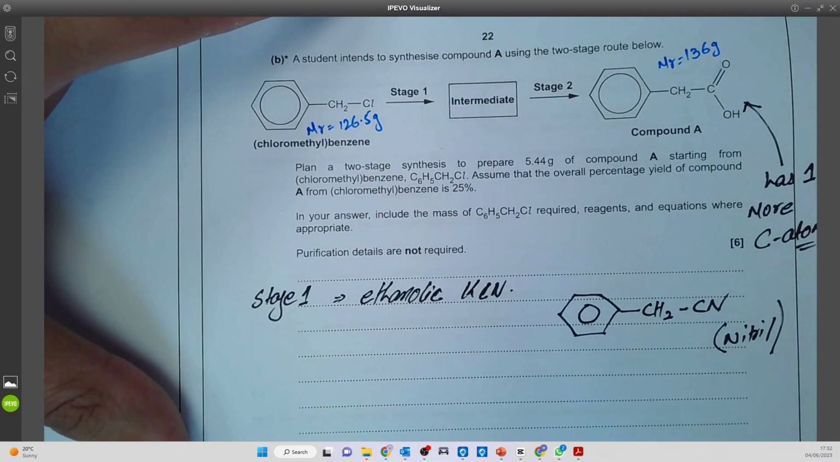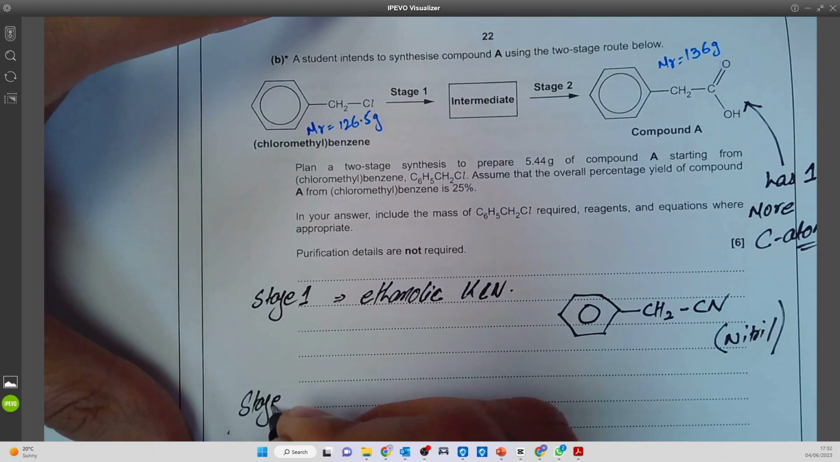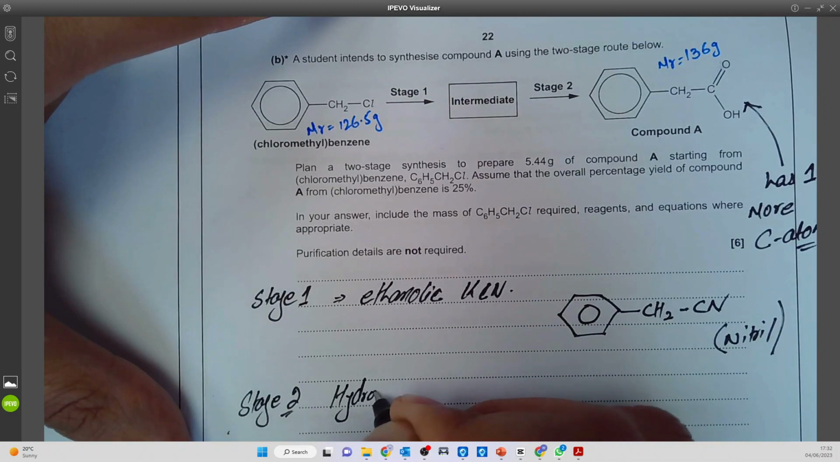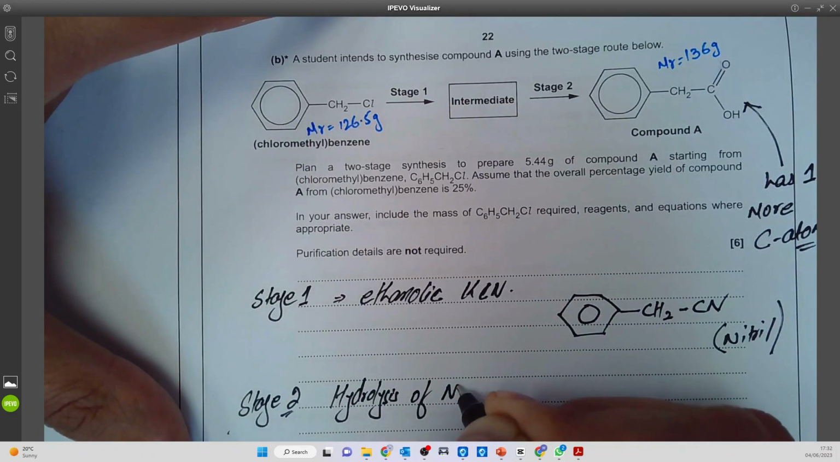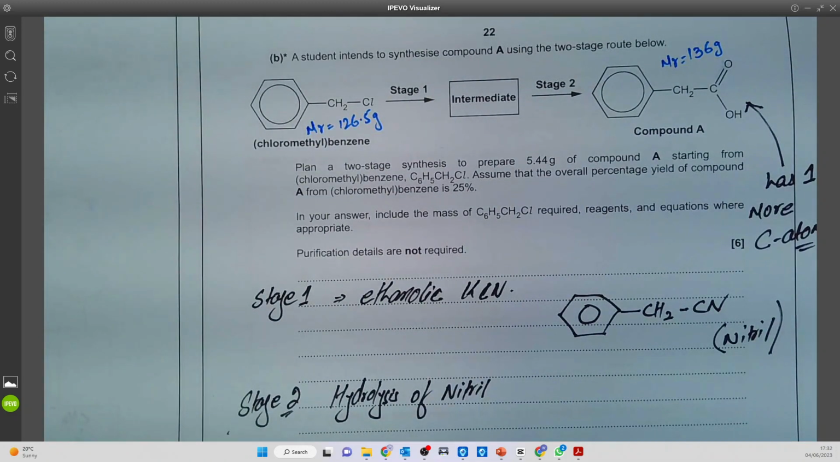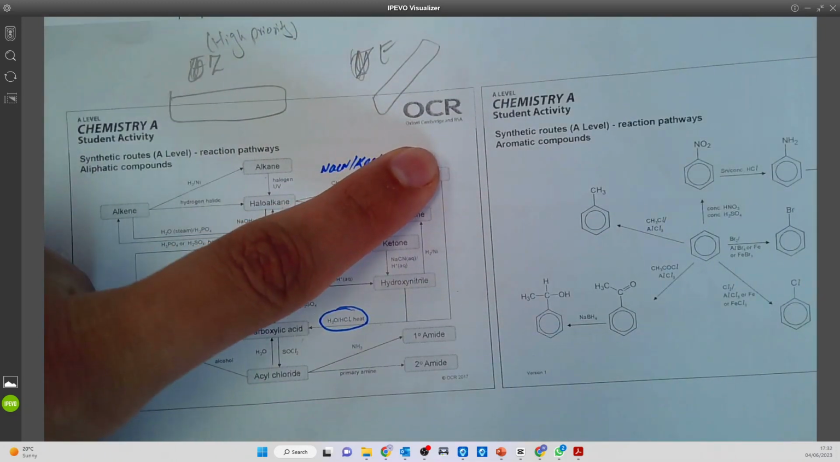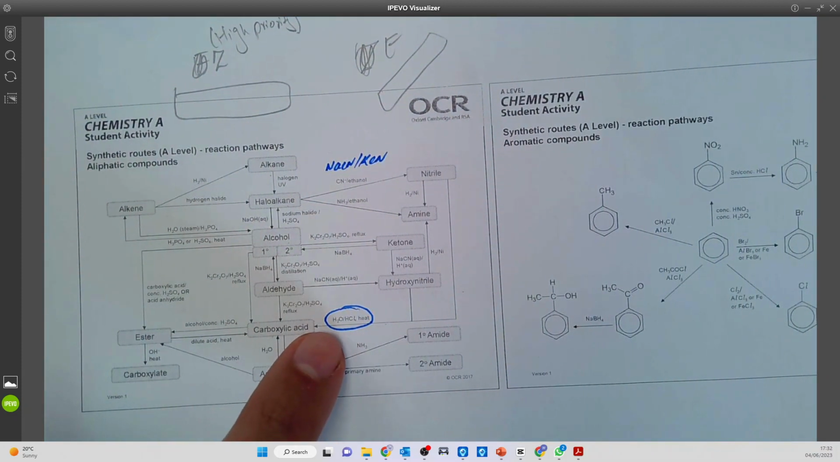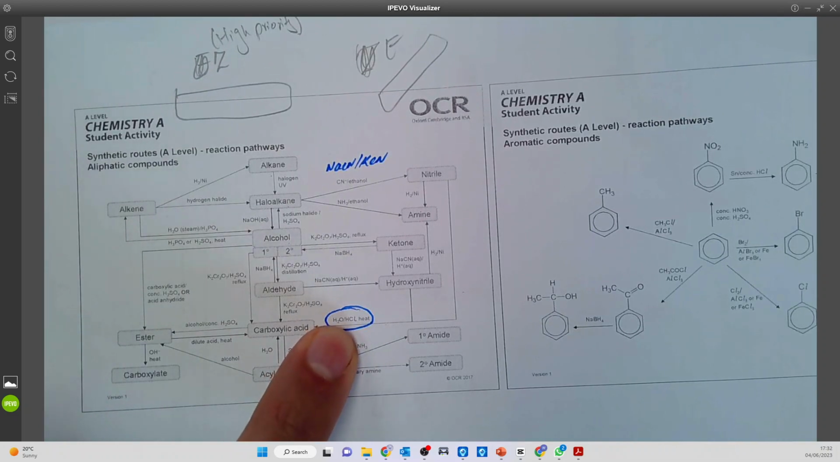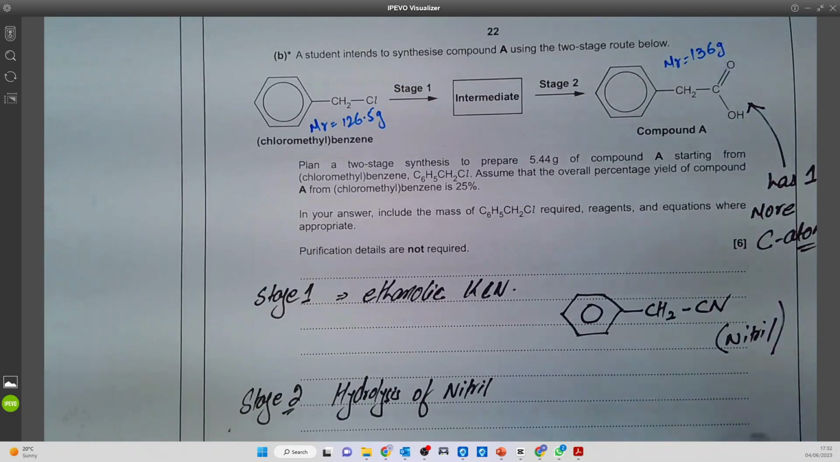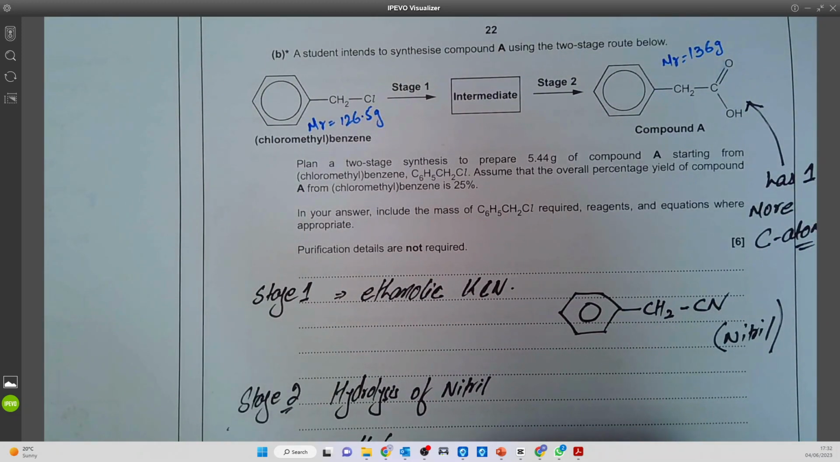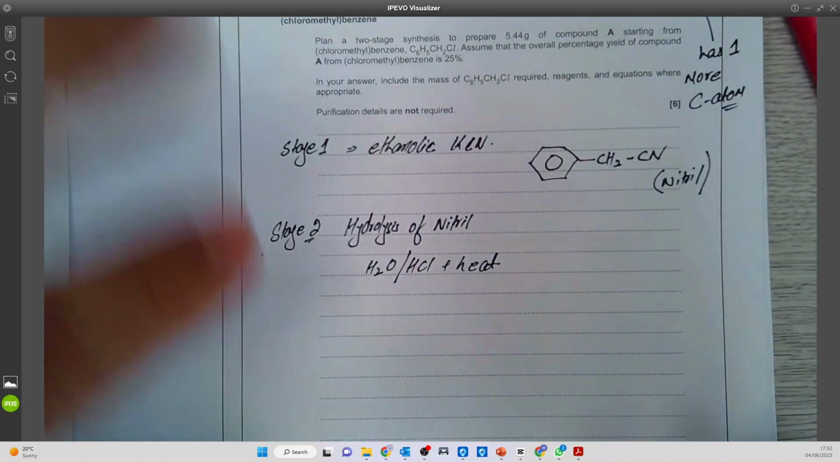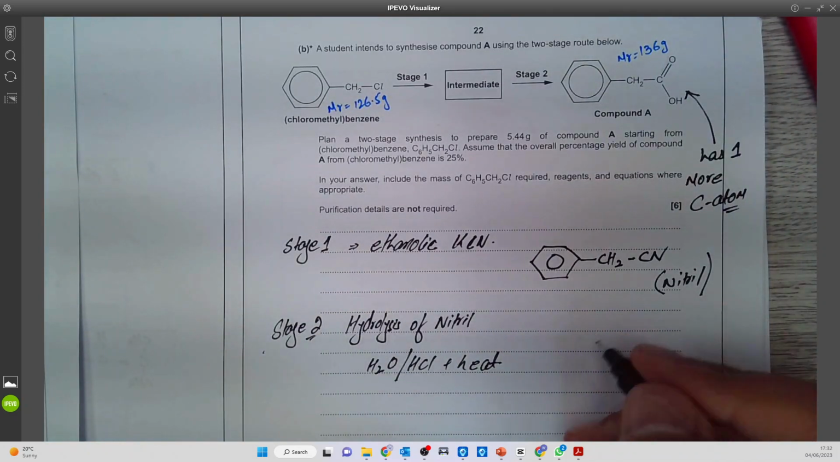Now for stage 2, I'll have to use hydrolysis. If you are doing hydrolysis of a nitrile, it will change into carboxylic acid. For that, you use H2O in the presence of H+ conditions, which is HCl, and you will heat. So the reagents will be H2O in the presence of HCl, plus you'll have to heat. If you do that, it will change into carboxylic acid.